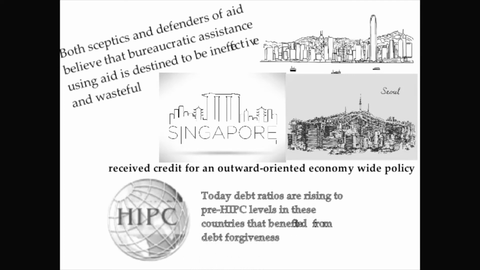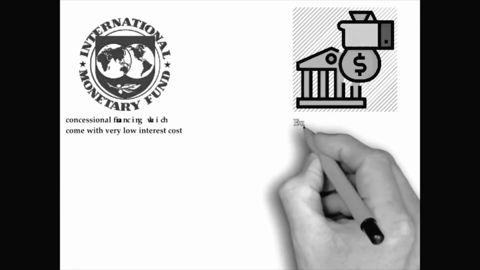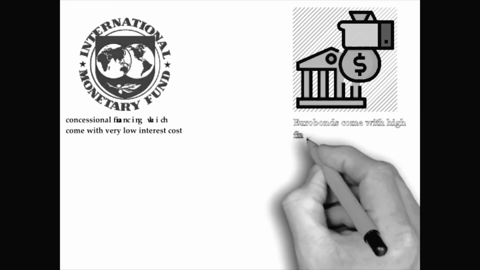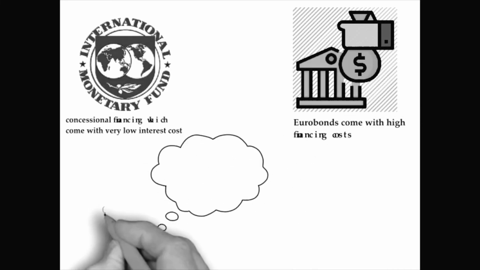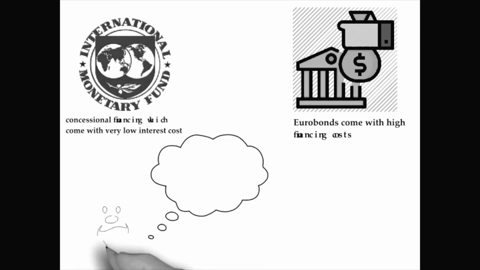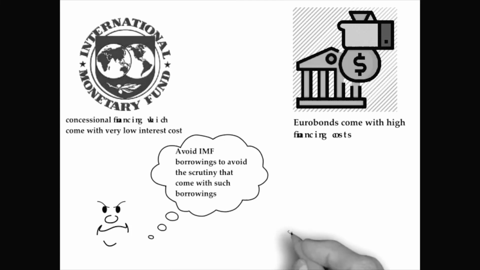The IMF, the World Bank, and other bilateral donors provide concessional financing which comes with very low interest costs. Non-concessional financing like Eurobonds comes with high financing costs. The only reason why countries will prefer the expensive borrowing to the IMF type of borrowing is that most countries in sub-Saharan Africa want to avoid the scrutiny that comes with such borrowings. Countries only turn to the IMF when the economic situation becomes worse and will either have to undergo serious restructuring to get out of the woods.